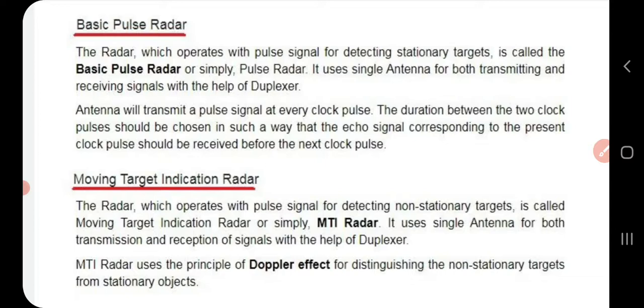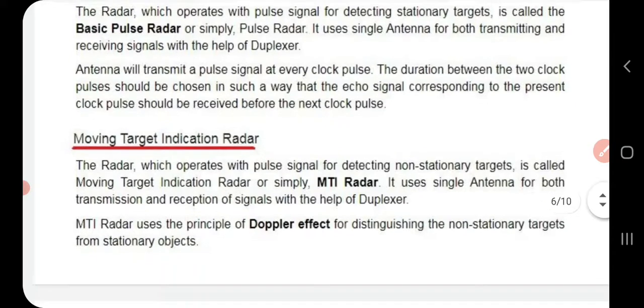The antenna will transmit a pulse signal at every clock pulse. The duration between the two clock pulses should be chosen. How is it chosen? It is chosen in such a way that the echo signal, that is the reflected back signal corresponding to the present clock pulse, should be received before the next clock pulse. This is how the duration between the clock pulses is adjusted in a basic pulse radar.